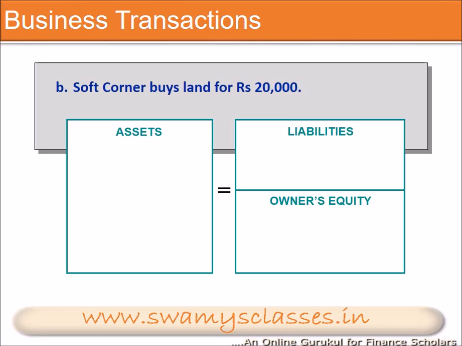Soft Corner buys land for 20,000 rupees. So what will happen to the equation? Your assets will go down in the name of bank by 20,000 because whenever we buy land, obviously we have to pay 20,000. So your assets will go down by 20,000 in the name of bank account.